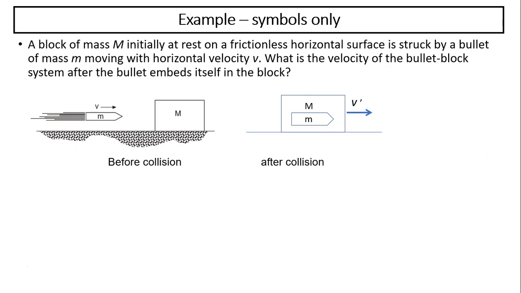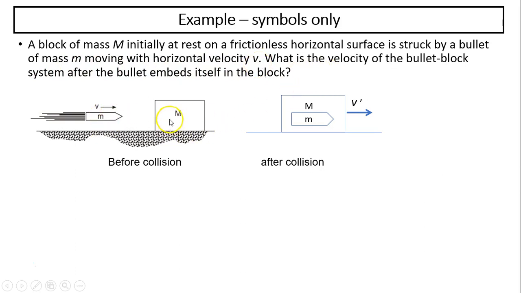Sometimes in physics, we have to use symbols instead of numbers. So you need to get used to the idea of using symbols to solve problems. A block of mass big M initially is at rest on a frictionless horizontal surface. You see this frictionless, that indicates momentum is conserved. This is an isolated system. It is struck by a bullet of mass little m with horizontal velocity v.